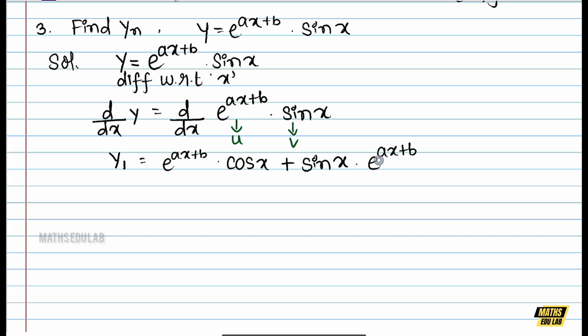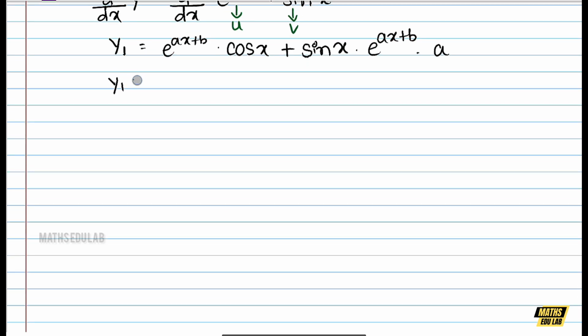Here the x value is nothing but ax plus b, and the chain rule. A chain rule is nothing but the derivative of ax means a only, and the derivative of b will be 0. So then I can write the value by arranging y1 equals e to the power ax plus b, which is a common term, then cos x plus sin x into a. So this will be our first equation.